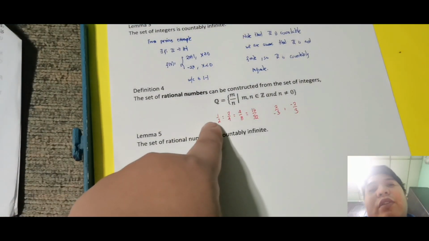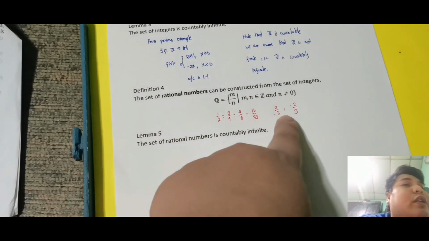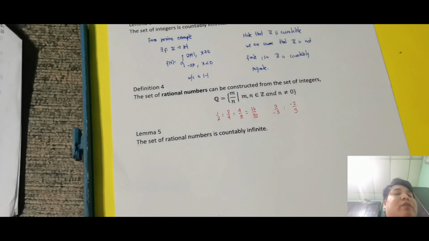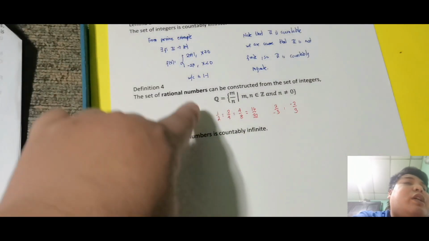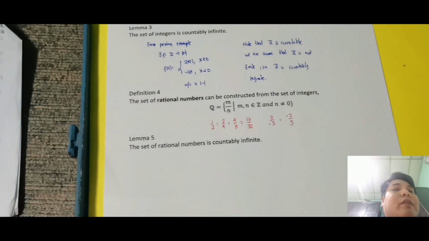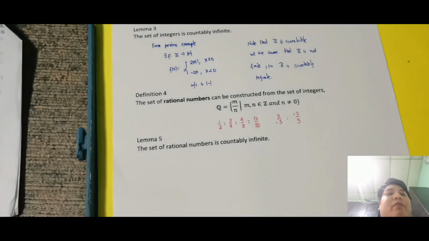So, ulit, gusto ko tanggalin yung equal sila dito. Gusto ko tanggalin yung equal sila dyan. Para prove ko tong set of rational number is countably infinite. So, konting revision ako dito para ma-prove natin siya. Okay, so let's have Lemma number 5. The set of rational numbers is countably infinite.